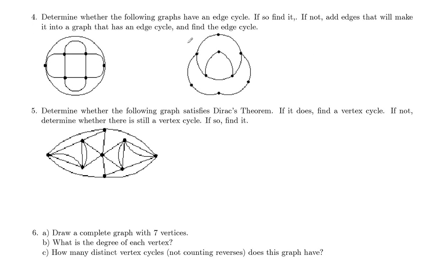Okay, so let's see. Determine whether the graphs have an edge cycle. So an edge cycle is 0 odds. If so, find it. If not, add edges that will make it into a graph that has an edge cycle and find the edge cycle. So we need 0 odd vertices.